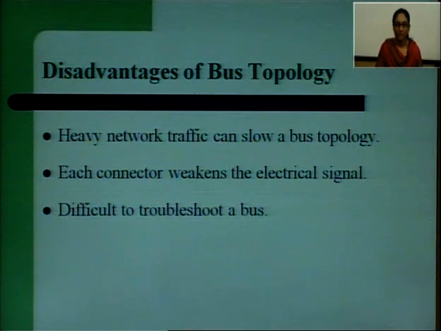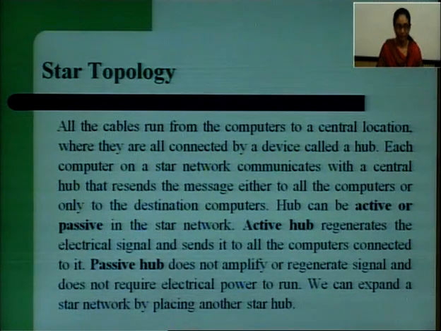Each connector weakens the electric signal, and it is very difficult to troubleshoot the bus. Suppose there is some problem in the transmission, it is very difficult to troubleshoot the bus topology. Troubleshooting means we find the problem, and after locating the problem we have to resolve that problem. Next topology is the star topology.